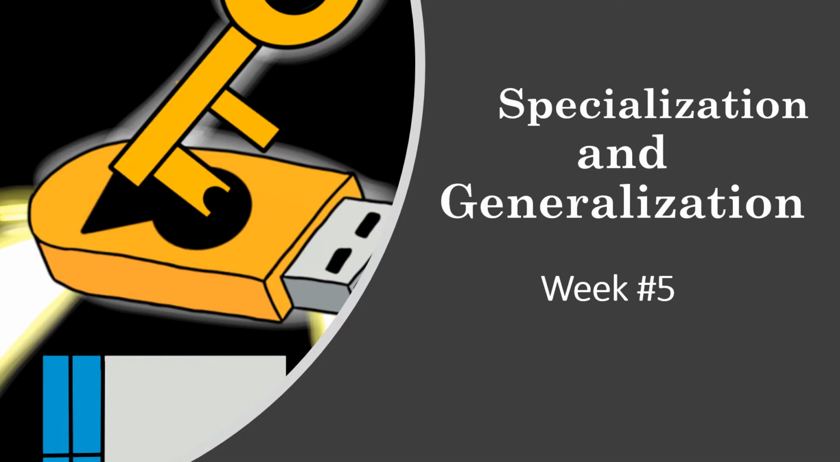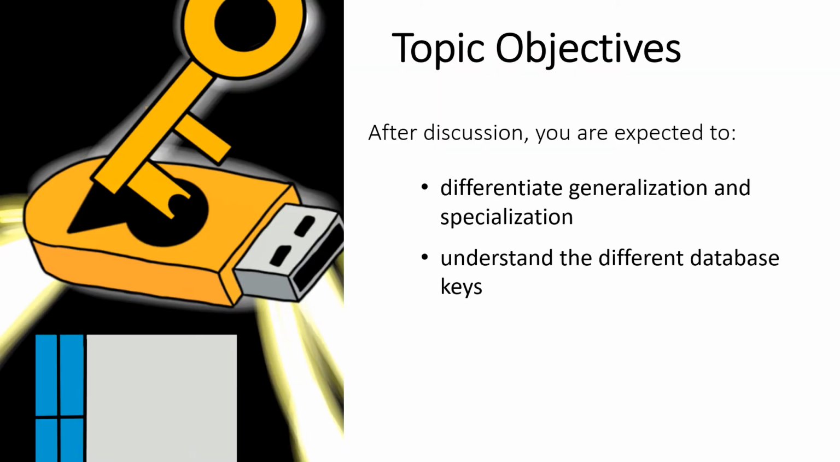We have specialization and generalization, which are simple inversions of each other, so they are represented in the ER diagram in the same way. The topic objectives for this week: after the discussion, the students are expected to differentiate generalization and specialization and understand the different database keys.